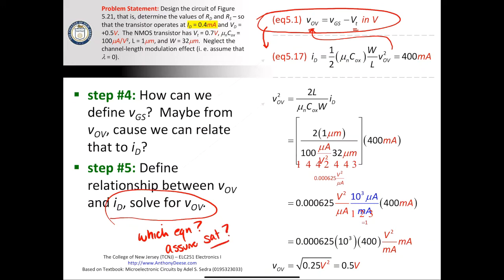Number one is that we need to move forward, so we can assume an equation and check it later to see if our assumption is right. And why do we start off with saturation as opposed to triode is because, again, it's the equation that only has one independent variable. All right, so we're going to say ID is equal to 1/2 mu n COX aspect ratio VOV squared equals 400 milliamps.